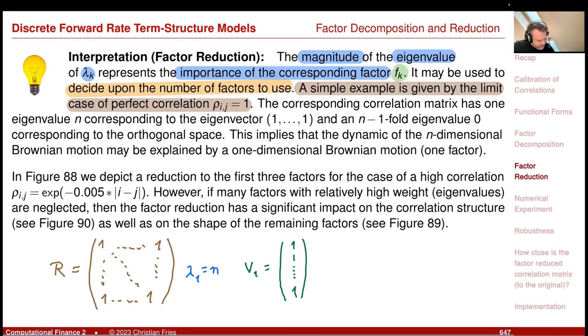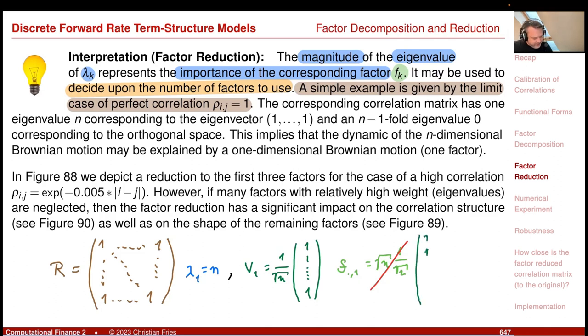So now my eigenvector is not normed. In my lemma, I had an orthonormal basis. To norm this vector, I have to divide by the square root of n. So this means my factor f_1, the first column of my factor matrix, is the square root of lambda, so square root of n, times 1 divided by square root of n. So this cancels, times the vector that has 1 in every entry. So my factor is really the horizontal line.